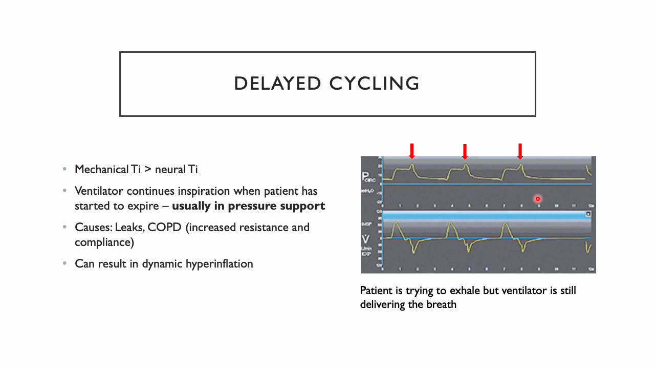So causes of delayed cycling would include leaks or patients who have COPD, because COPD causes an increase in resistance and compliance of the lung. And the harm of delayed cycling is that it can actually result in dynamic hyperinflation.